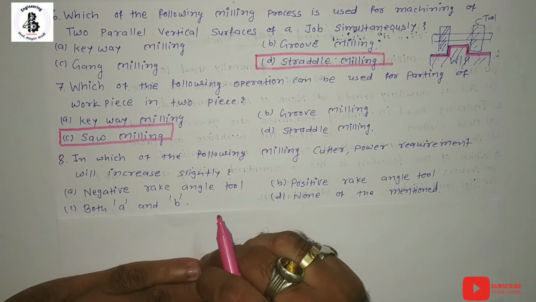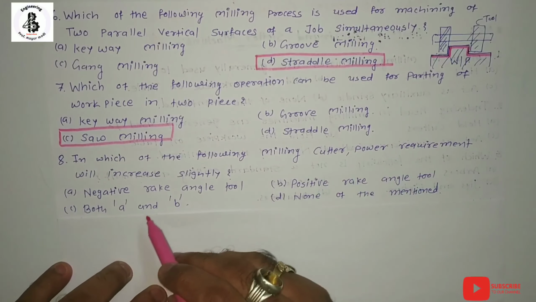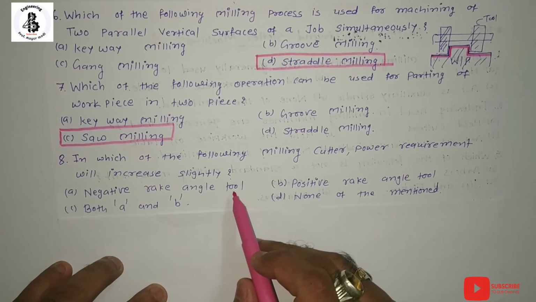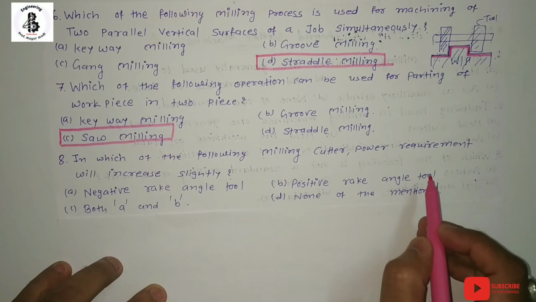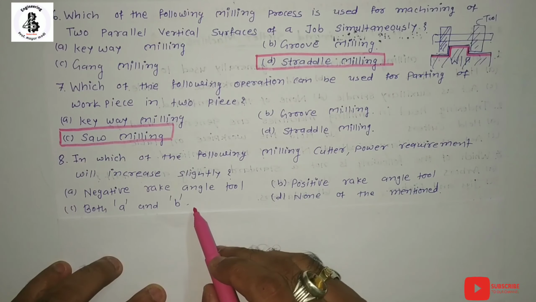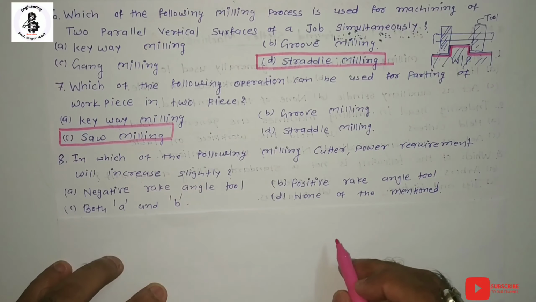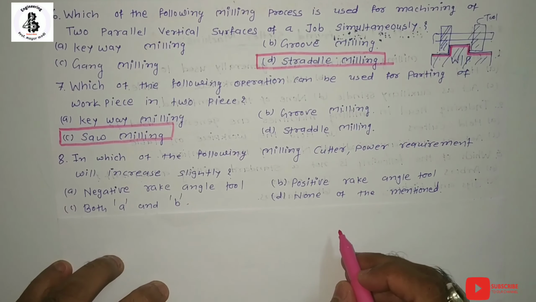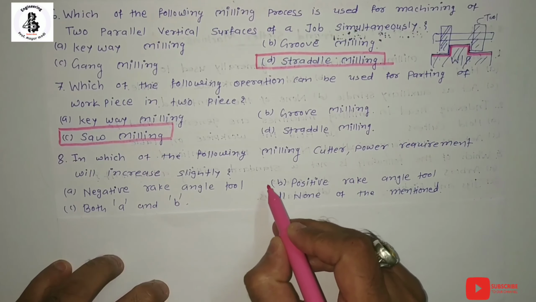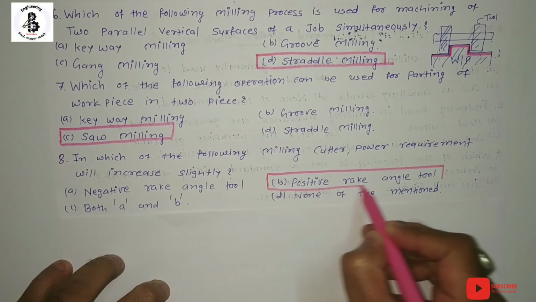The next, in which of the following milling cutter power requirements will increase slightly? Option A, negative rake angle tool. B, positive rake angle tool. Option C, both negative and positive rake angle tool. And option D, none of the mentioned. So basically for the positive rake angle tool on milling cutters, the power requirement will increase slightly. So the right answer is option B. Then next question.